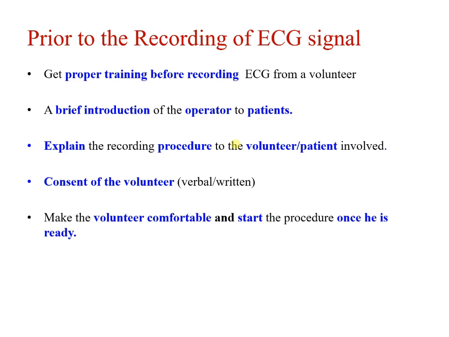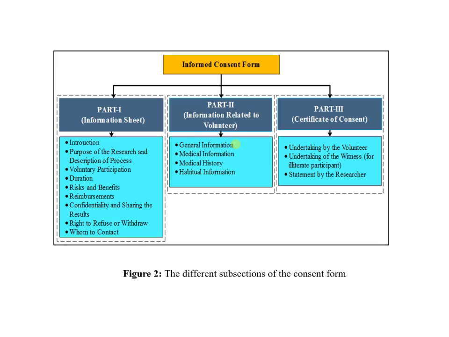So as I was talking about the consent of the volunteer, there is a standard written way to take this permission, and a sample consent form must contain these three parts. That is the information sheet. The second part is the information related to the volunteer, and the third part is the certificate of consent.